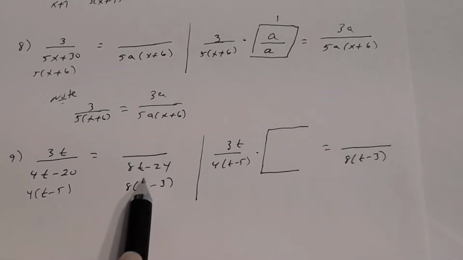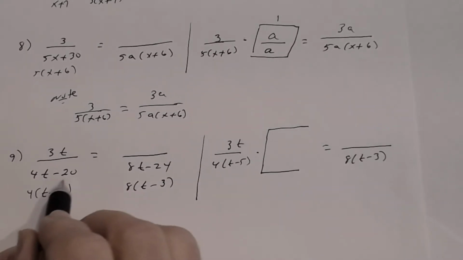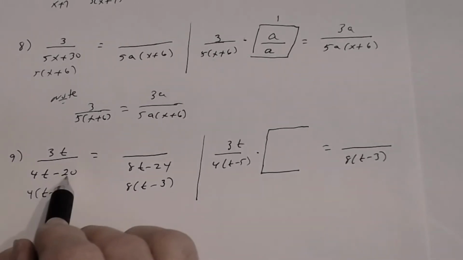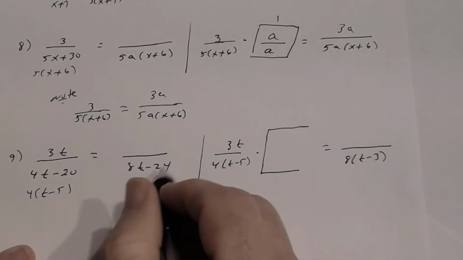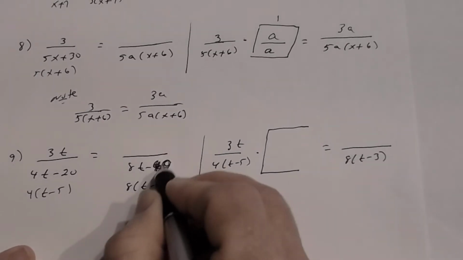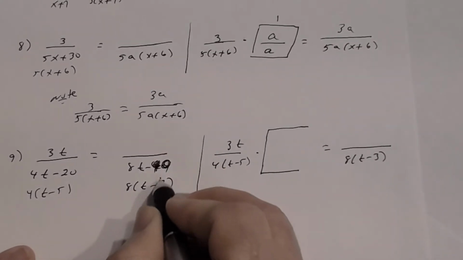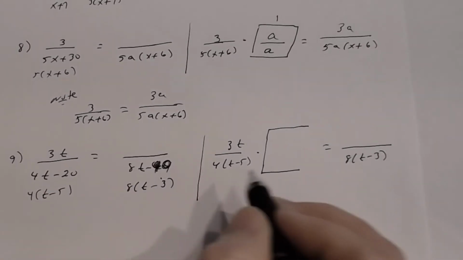Actually, I messed this up, I'm sorry. So this should have been a 20, and so this is 4 times t minus 5. I need this to be a 5. So let's make that 40. Sorry about that. Let's make that 40. And so when you factor out a 40, this right here is 40.